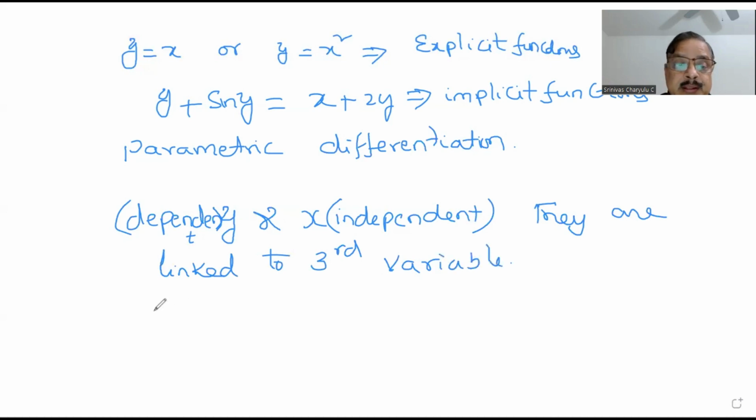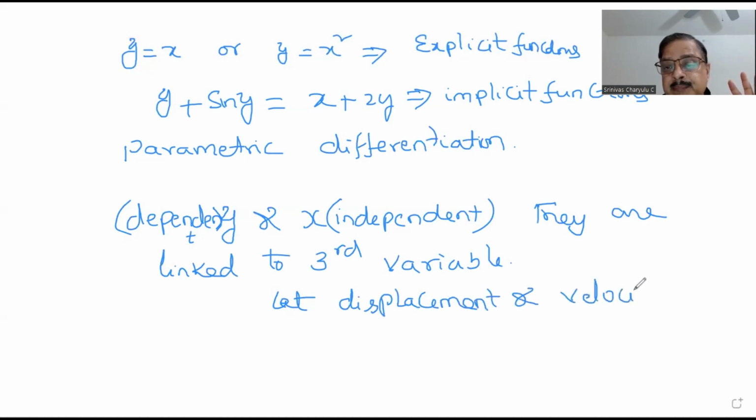That means what? Let us take one example. Let us say we are having displacement and velocity of some projected car or something. Let us say we call it a rocket. A better example is a rocket. Displacement means distance traveled. With respect to time, displacement and velocity both will be changing.